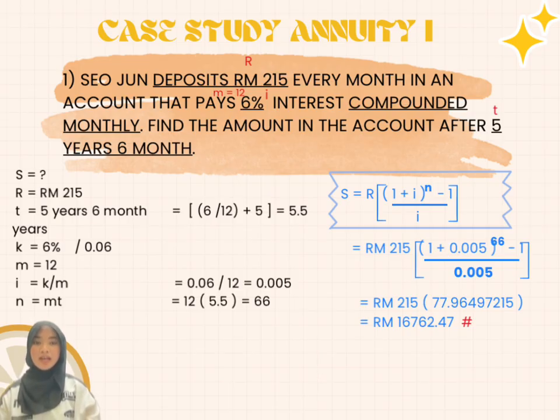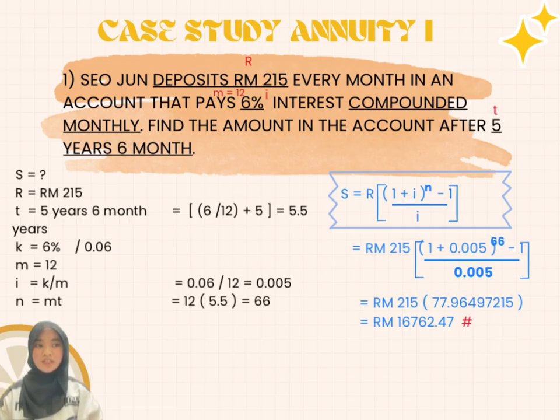Last, capital N equal to M times T. So 12 (5.5) equal to 66. And we use this formula. It is S equal to R ((1 plus capital I) power of n minus 1) divided into capital I. And we get 215 ((1 plus 0.005) power of 66 minus 1) divide into 0.005.